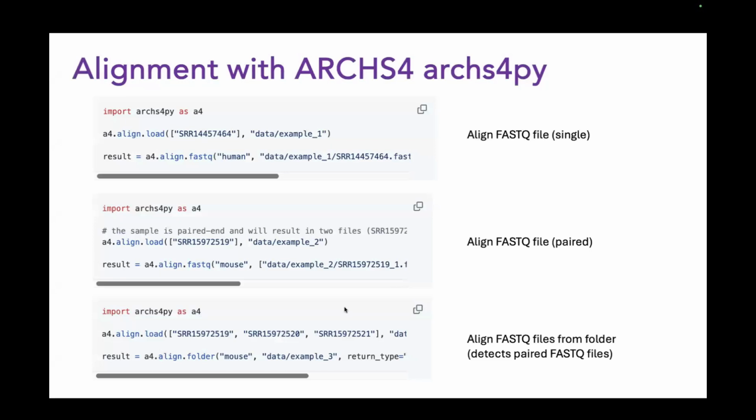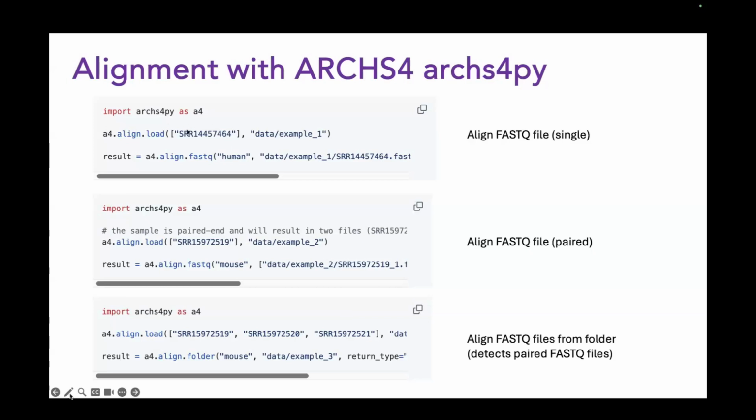And this is the last thing I wanted to show. This one I don't show live because it takes a bit of time to load, but this is the ARCHS4py alignment package. It's a really convenient way of doing RNA-seq alignment because it has the ability to load the raw FASTQ files with really easy commands.